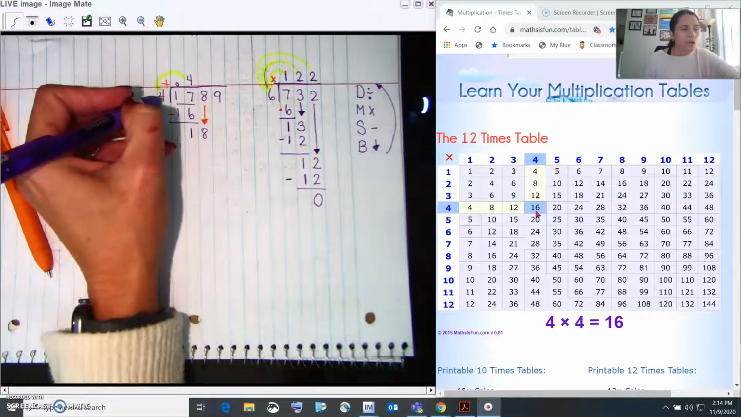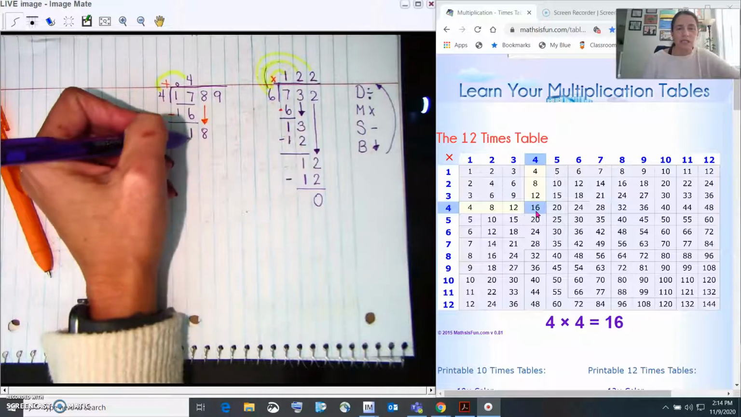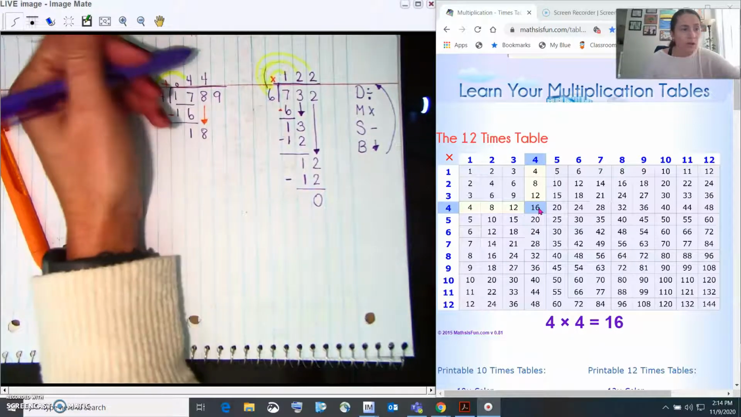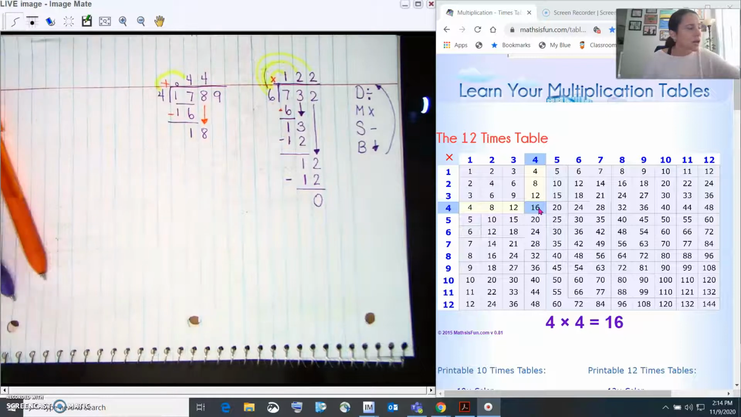Same question. What times 4 gives me closest to 18? How many groups of 4? So same thing. I can't get 20. I can only do the 16. So it's still another group of 4. So this time we were doing 4 hundreds. Now we're doing 4 tens.